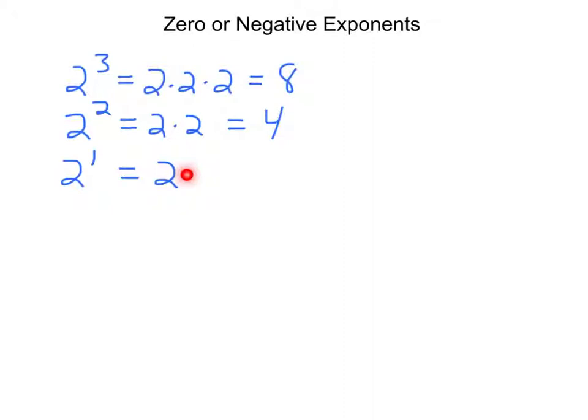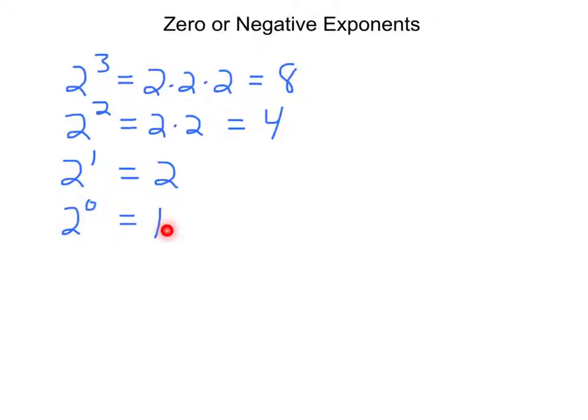Now this pattern should continue. So if I lower the power by 1 again, I'm now down to a 0 exponent. If this pattern is going to continue, my new answer should be 1/2 of my previous answer. Since my previous answer was 2, what's 1/2 of 2? Well, the answer would be 1. And that's why when you raise something to a 0 power, you get 1.